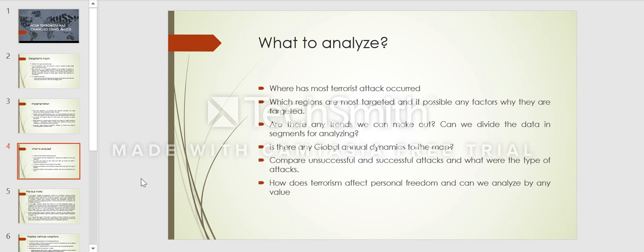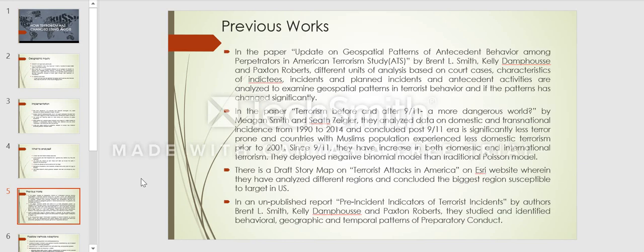We can compare the successful and unsuccessful attacks and what were the types of attacks, like what kind of artillery was used in those attacks, where have they been focused, what kind of sectors have they been focused on, and how the sectors have fared over that period of time, how terrorism has affected the person's freedom, and can we analyze it by any value.